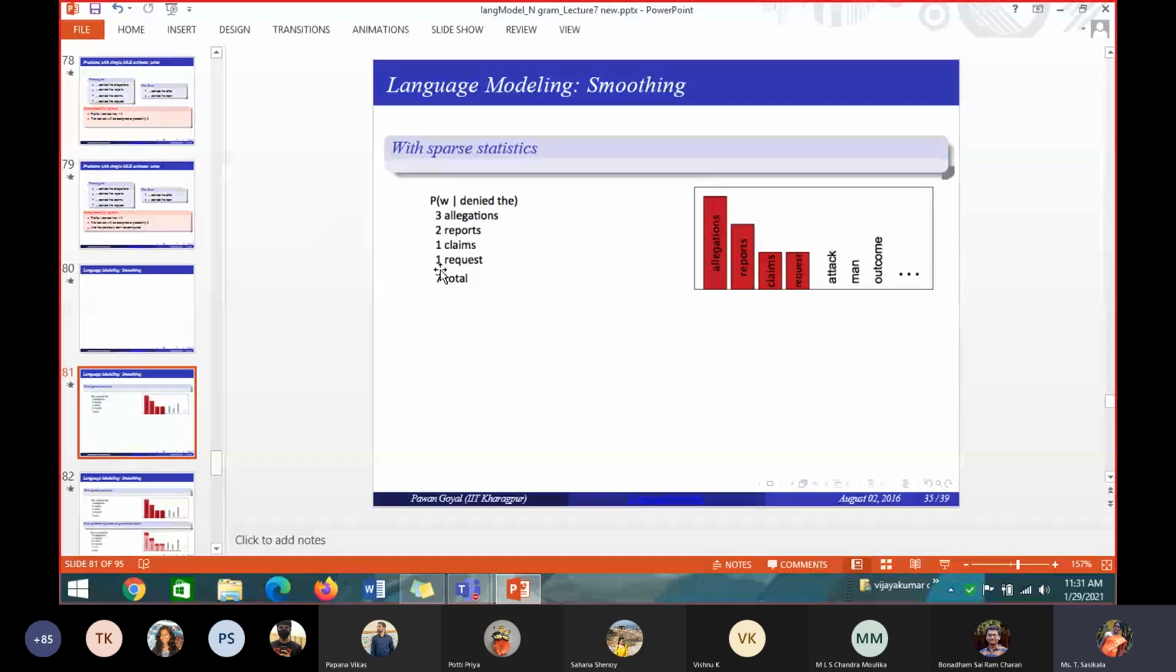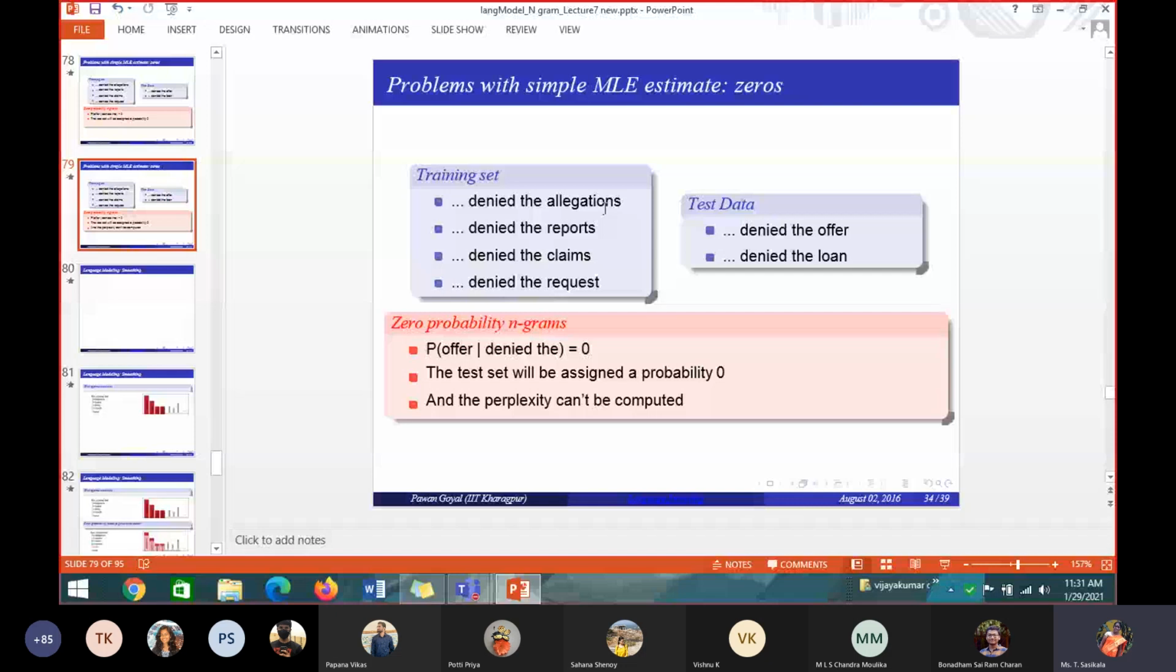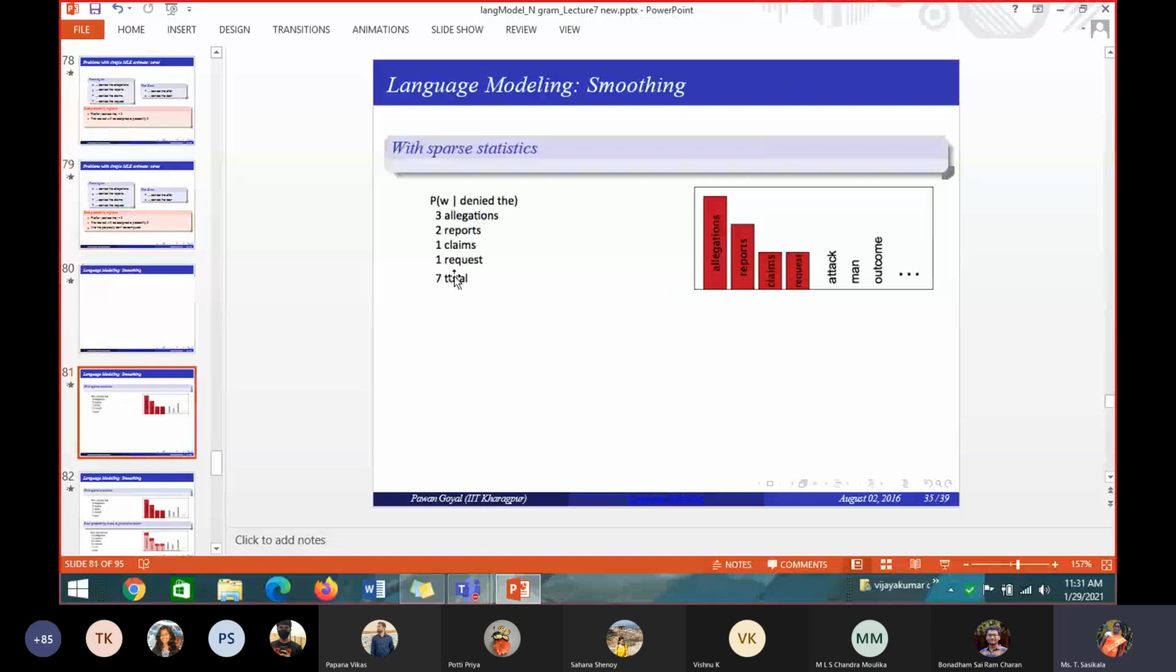So denied the allegation is appearing 3 times in my corpus, denied the report 2 times, denied the claims 1 time, and denied the request 1 time. I have taken 4 training sentences and I am finding the count of how many times each appears in my training data. So totally, how many trigrams have I taken? Totally it is 7. Okay, 7 trigrams: denied the allegation 3 times, denied the report 2 times, denied the claim 1 time, denied the request 1 time.